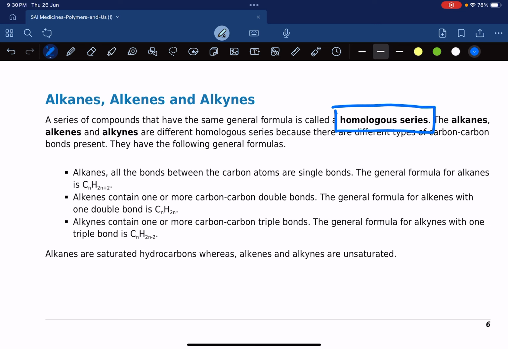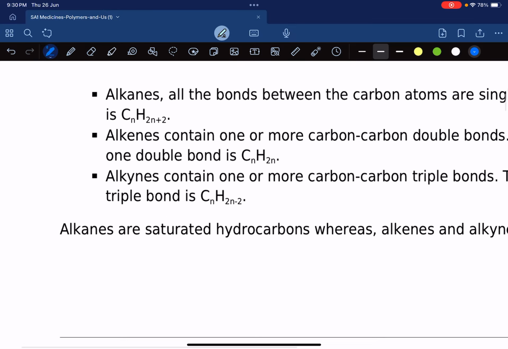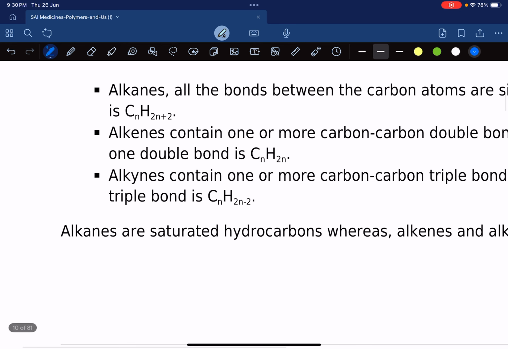I'm pretty sure maybe in high school you would have heard of this word homologous. Homo basically means the same. Logos means like family. They belong to the same log. So the log here is alkanes, alkenes and alkynes. Now one important criterion about all members of a homologous series is they have a general formula. You see this here? This is called a general formula.